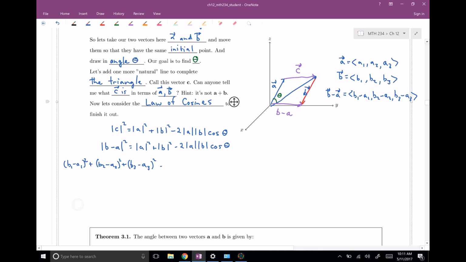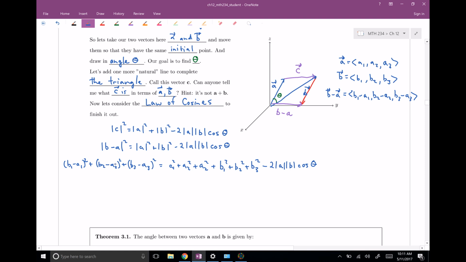Okay, over here, the magnitude of A squared: A1 squared, A2 squared, A3 squared, plus B1 squared, B2 squared, B3 squared, minus 2 times the magnitude of A, the magnitude of B, times the cosine of the angle between them. And I'm going to leave those just as they are. It turns out those won't cancel with anything.